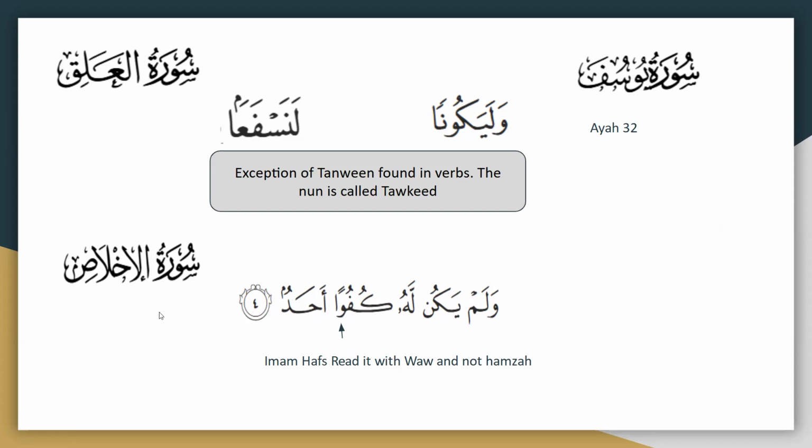We have Surat Al-Ikhlas. Here, the special rule for Imam Hafs is that he has read this waw with the fathatain, kufuwan, and other Qurra have read this with the hamza on it, kufu'an, but Imam Hafs has read it with the waw, kufuwan. That is special for Imam Hafs.